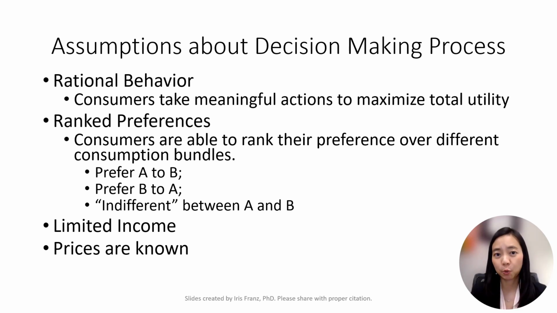A few assumptions before we move on. First, we assume rational behavior. That is, the consumer takes meaningful steps to maximize their total utility. Second, the consumer is able to rank their preferences. If there are two consumption bundles, A and B, then a consumer either prefers A to B or B to A, or the consumer is indifferent, meaning the consumer is equally satisfied with A and B. The consumer has a limited income and the prices are known to the consumer.